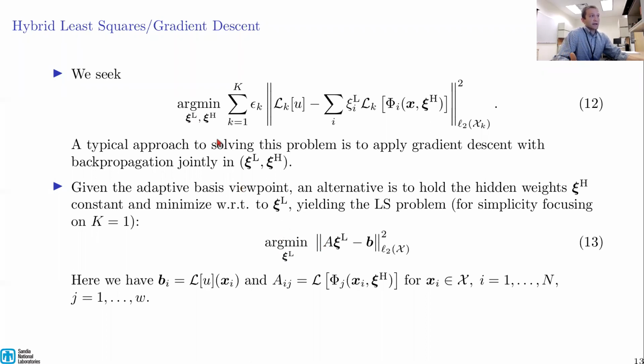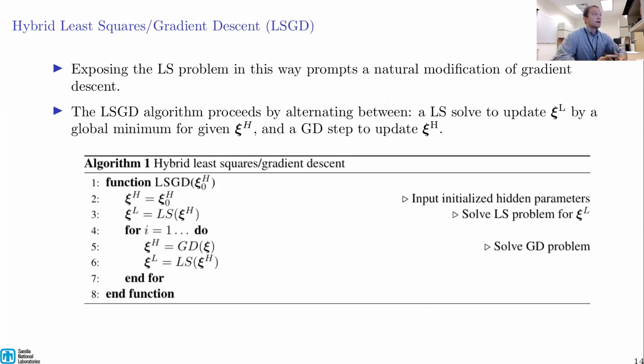So if you freeze your hidden layer weights and these just become a fixed basis for this one step, then you get a quadratic loss function in your linear weights. So you can solve that using a least squares step in one step and get the globally optimal coefficients for your frozen basis. And that's exactly what this least squares gradient descent step is. It's just alternating the gradient descent steps and the least squares steps.